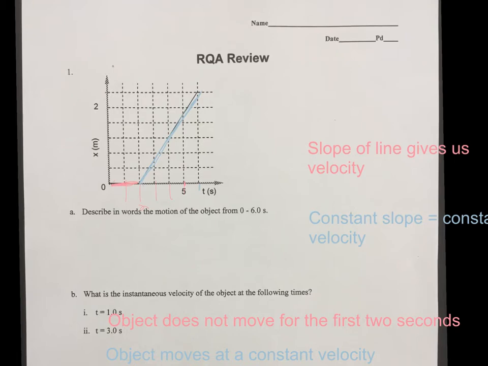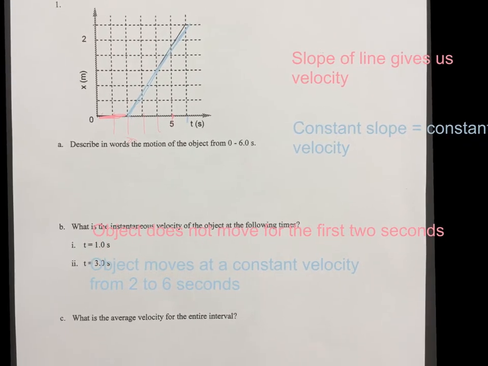So let's move on to B. Now it says, what's the instantaneous velocity of that object at the following times, at 1 second and 3 seconds? It looks more confusing than it is. At 1 second, I know the velocity from 0 to 2 is a constant 0. So if it's 0 from here to here, that means exactly at this point it has to be 0. Ultimately, what this question is asking is, can you find the slope of the line?